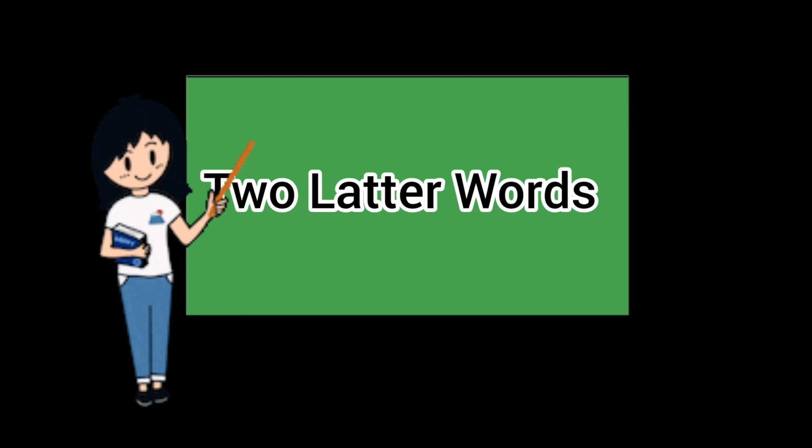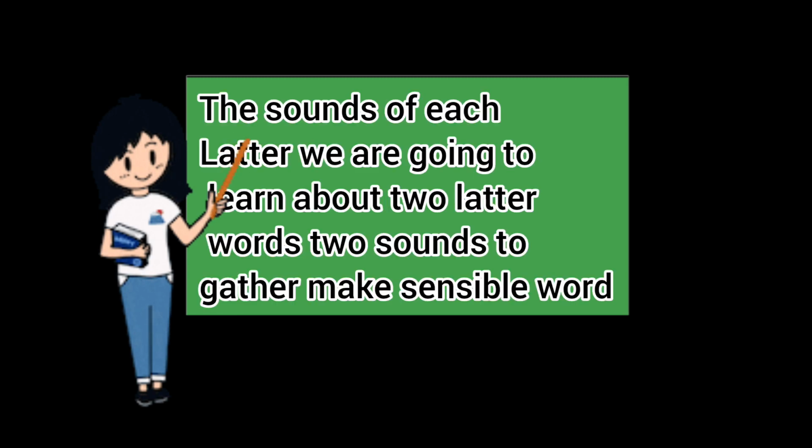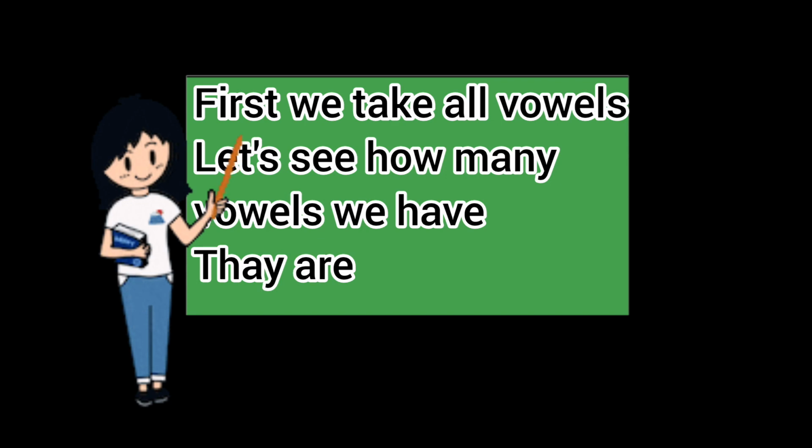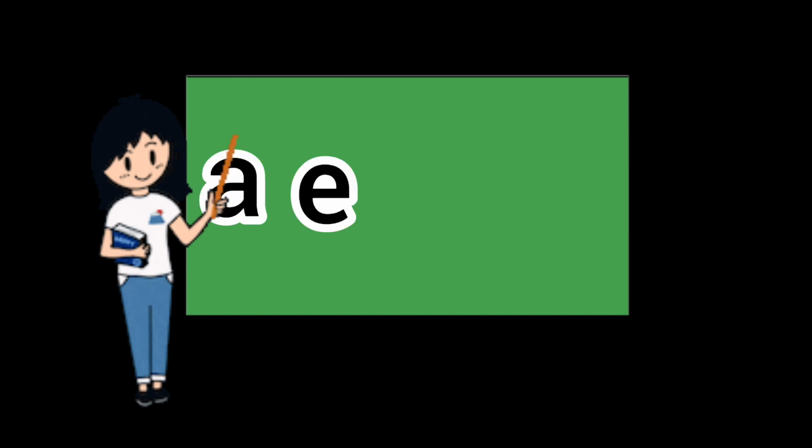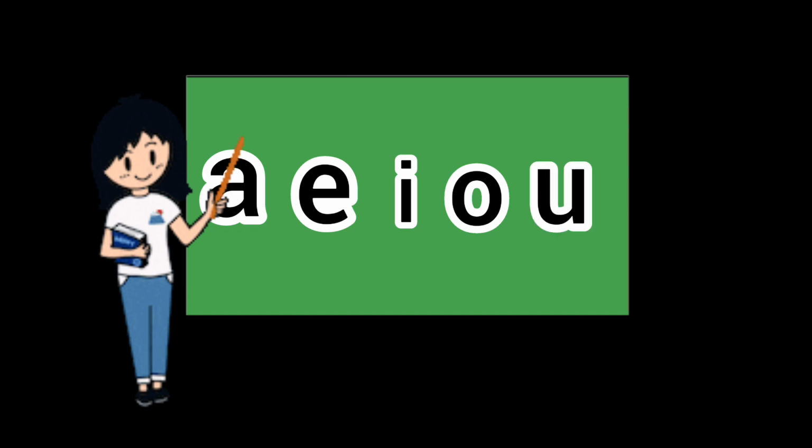Two-letter words. The sound of each letter. We are going to learn about two-letter words, where two sounds together make a sensible word. First, we take our vowels. Let's see how many vowels we have. There are five: A, E, I, O, U.